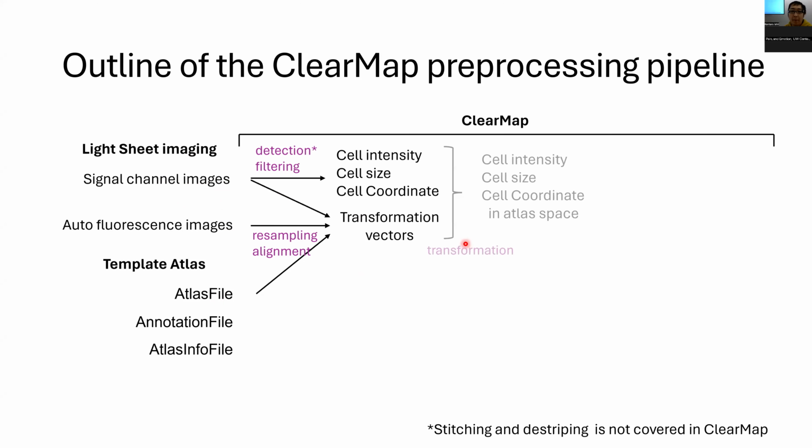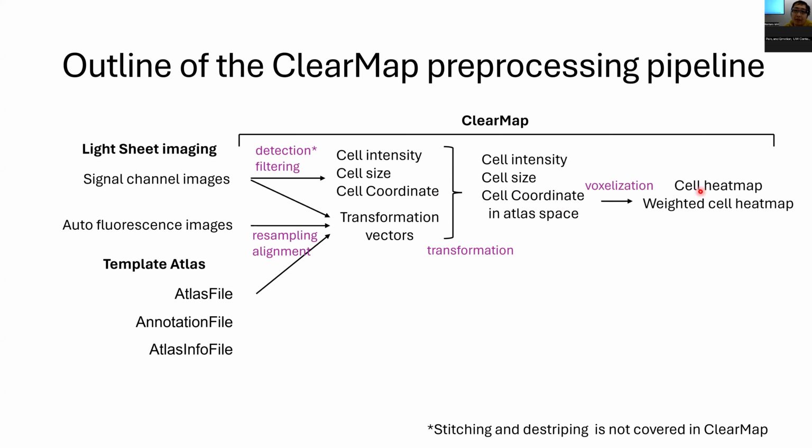So once you get this, you can transform anything from here into this, or vice versa. Okay, so the next thing is applying the cell coordinates and transforming into atlas space using the transformation vectors. Because you have these cell coordinates, you know where they are in the raw image space. You will use the transformation vectors to convert that into positions in the atlas space. This will be done inside a function called the transformation function.